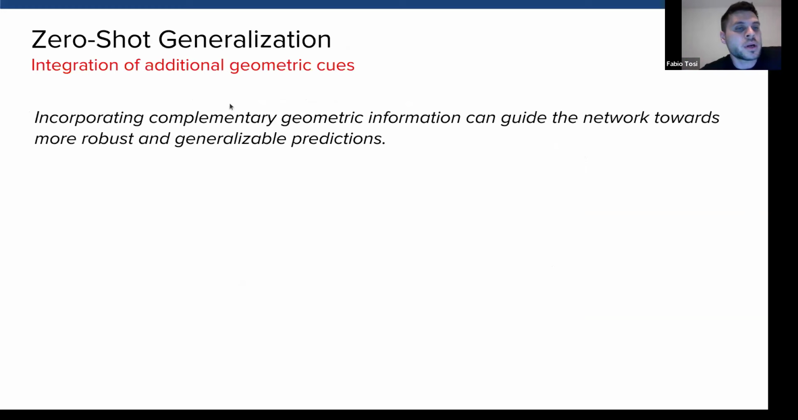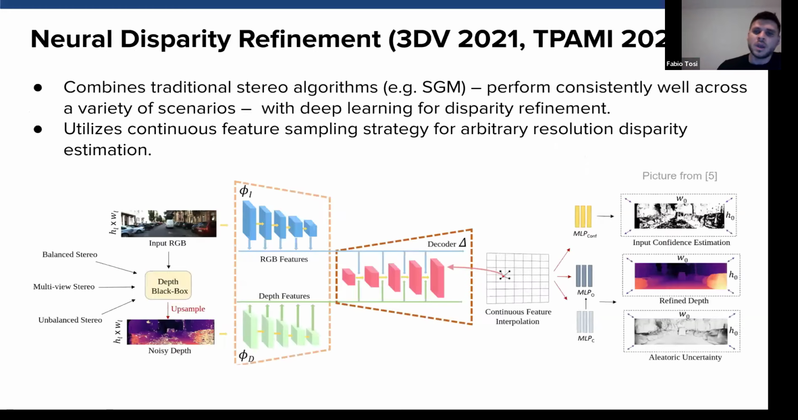Another line of work is the integration of additional geometric cues. Here the idea is to incorporate complementary geometric information that can guide the network towards more robust and generalizable predictions. The first work that tackled the generalization problem using this approach is Neural Disparity Refinement, NDR, proposed at 3DV 2021 and extended at TPAMI 2024. This was proposed by our team. And here the idea is very, very simple.